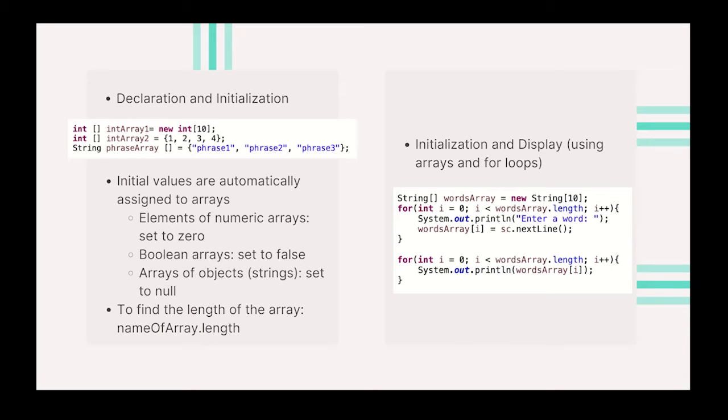What happens if you don't put anything in your array? Well, initial values are automatically assigned to arrays. Elements of numeric arrays are all set to 0, and Boolean arrays are all set to false. Arrays of objects, like strings, are set to null. If you want to find the length of an array, you can write the name of your array, .length. And it returns a value, which is the size that you set over here, or over here it's going to be 4.